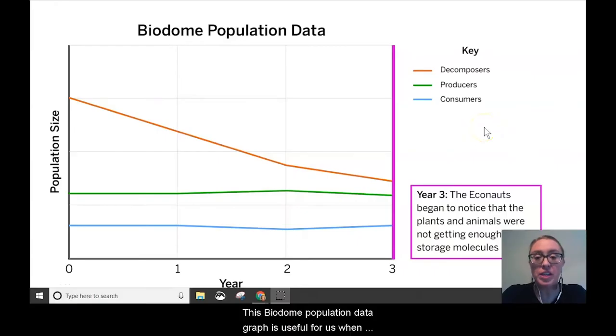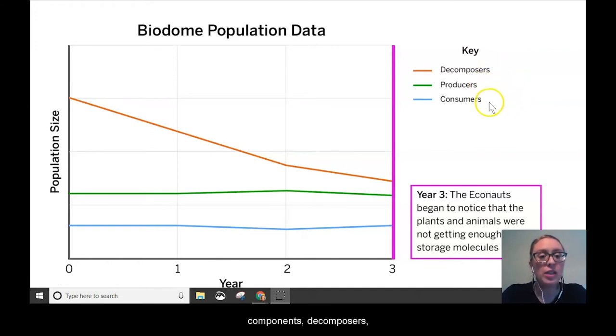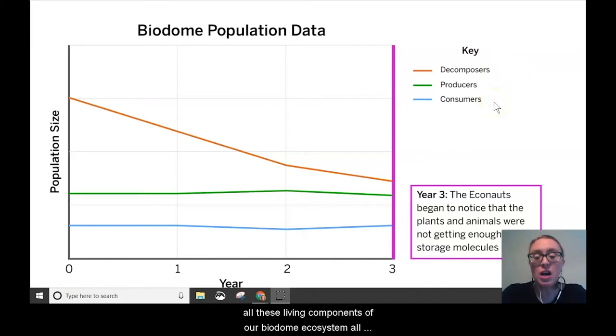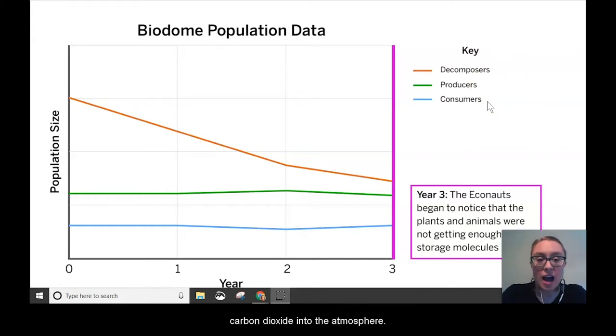This biodome population data graph is useful for us when we are considering why the carbon dioxide in the atmosphere of the biodome decreased over time, because all of these living components, decomposers, producers, consumers, all these living components of our biodome ecosystem all undergo the process of cellular respiration within their cells, and therefore they are all responsible for releasing carbon dioxide into the atmosphere.